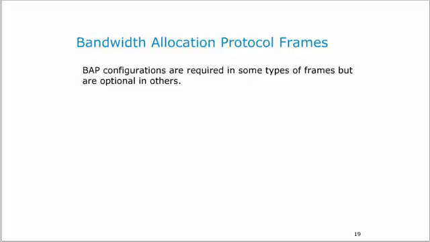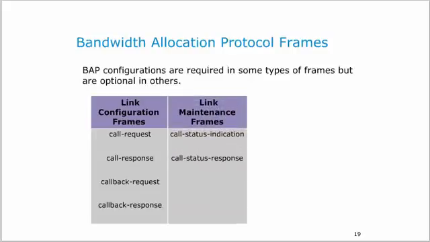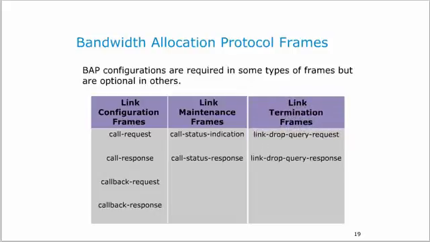Request frames are described here. Each BAP request frame has a corresponding response frame as shown in the slide. Link configuration frames. A peer sends a call request frame to request that a new link be added. A peer can also send a callback request, which requests that the other peer add the link by calling back on that link. Link maintenance frames. Every time a link is added using either a call request or a callback request, a call status indication frame must be sent to verify whether or not the new link was successfully added.